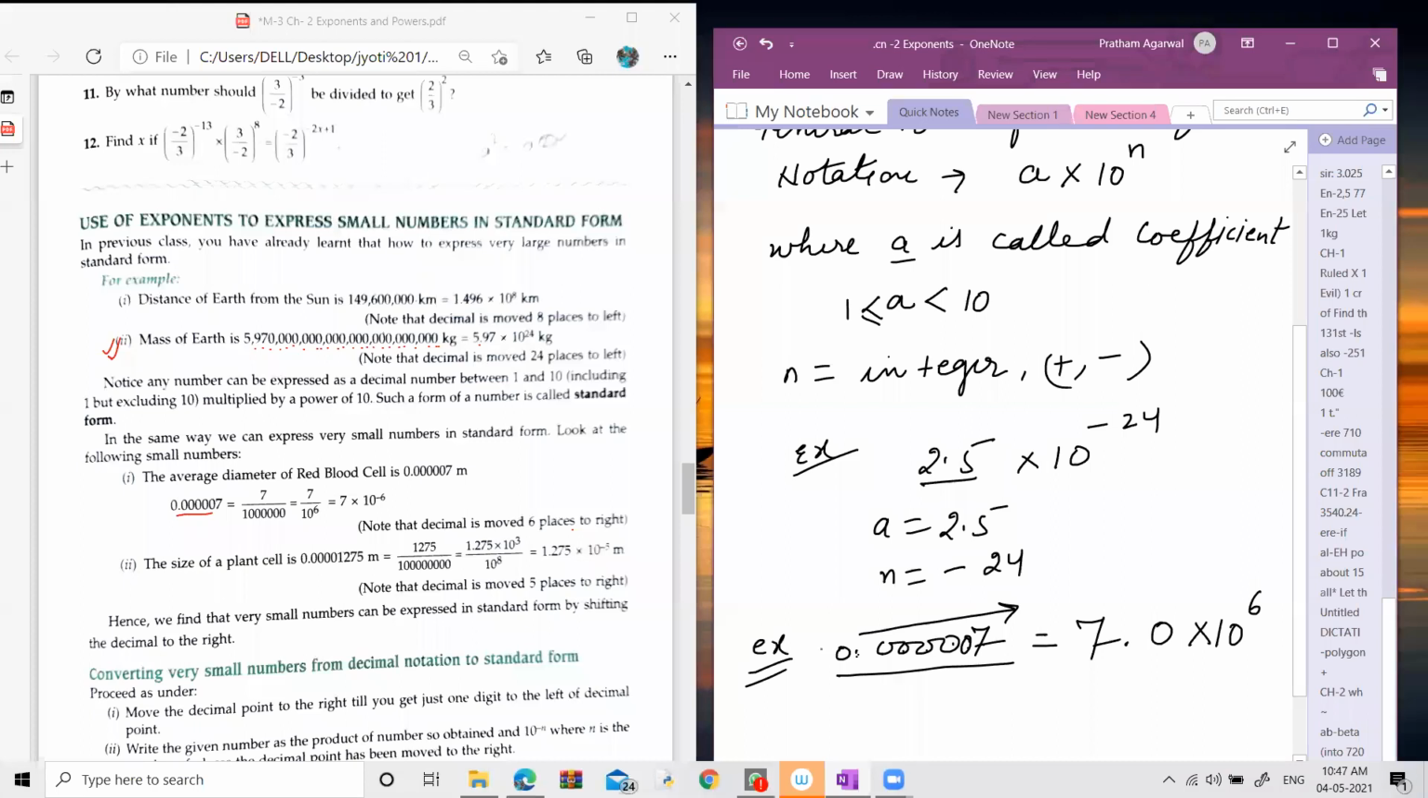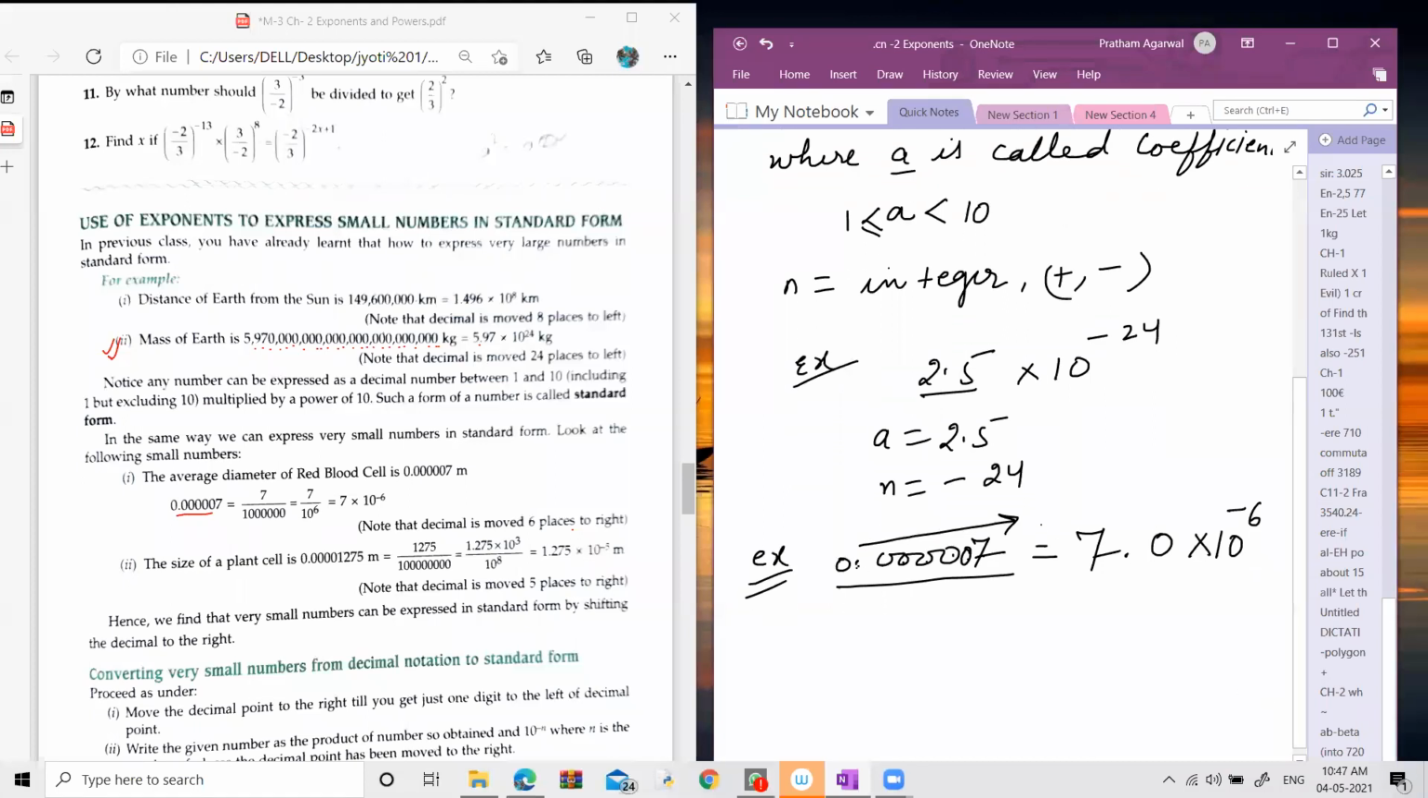Now, if you move the decimal from left to right, the power is always negative. And if you shift the decimal from right to left, then the power is always positive. So please keep it in your mind: whenever you shift the decimal from left to right, the power is always negative. When you shift right to left, the power is always positive. Okay?